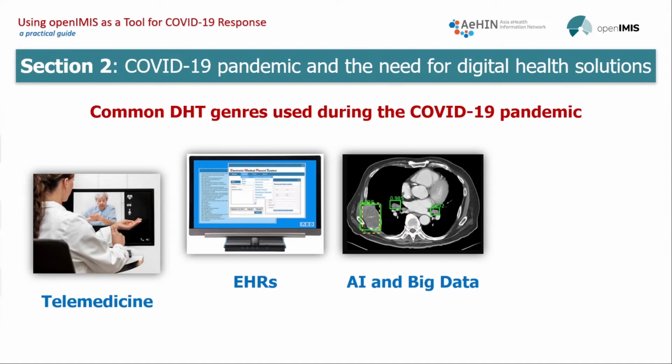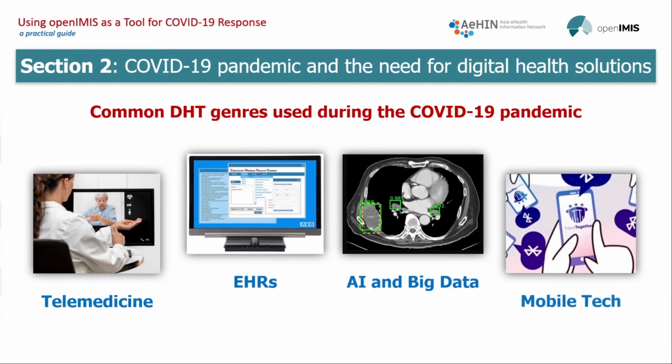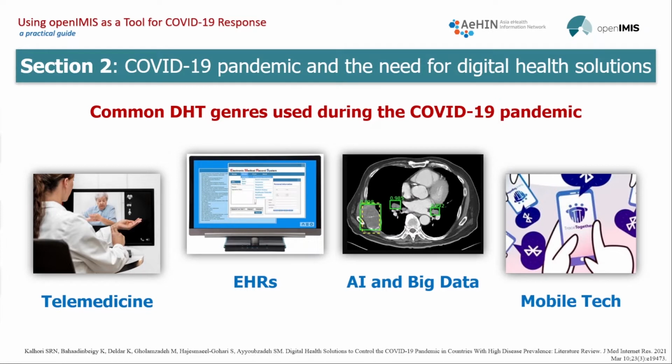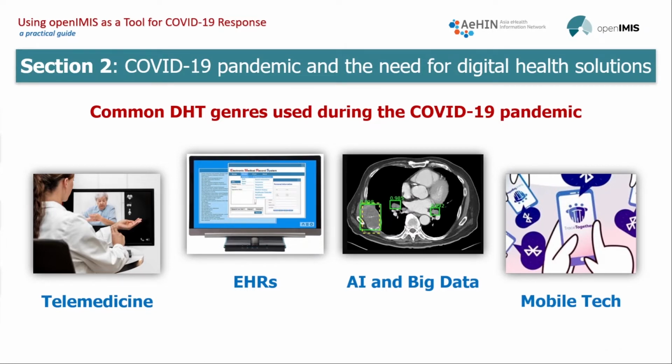Mobile technologies such as mobile apps, activity trackers, and wearable devices have also been used in COVID-19 response. In a systematic review, mobile apps and wearable devices have been used for contact tracing, while mobile apps have been utilized for patient self-assessment and even self-monitoring, and sometimes even peer-to-peer patient psychological support.